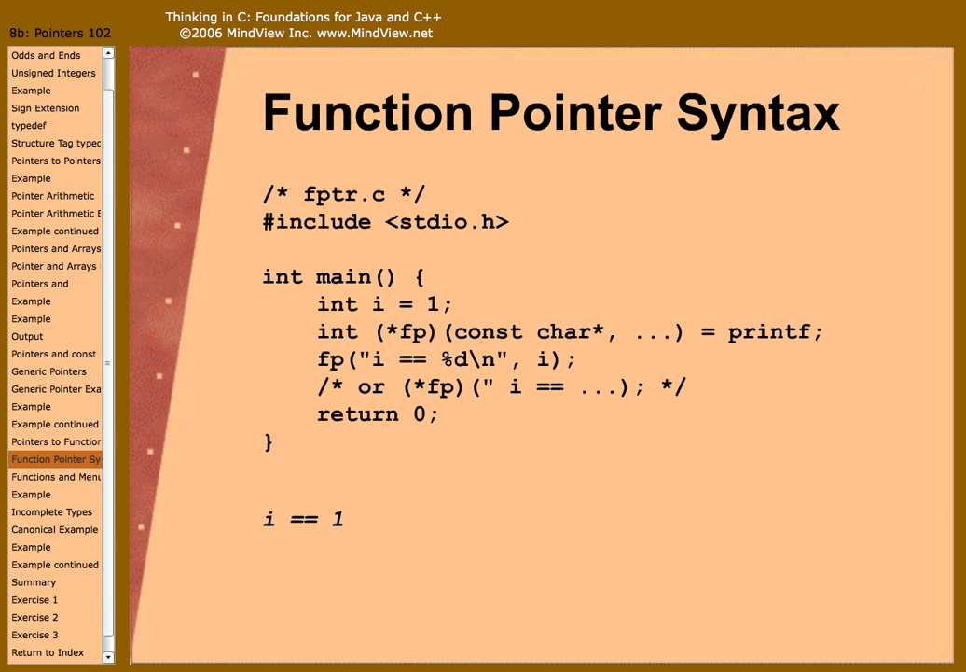Now, if I had left those parentheses off around star fp, then that would have declared fp as a function that returns a pointer to an int, and basically that would have ended up being a prototype, and that's not what we were after here. We are after declaring a pointer to a function, and so it always has to have these parentheses. So fp is a pointer to a function that takes a const char star as its first argument, and then an unspecified number of arguments after that.